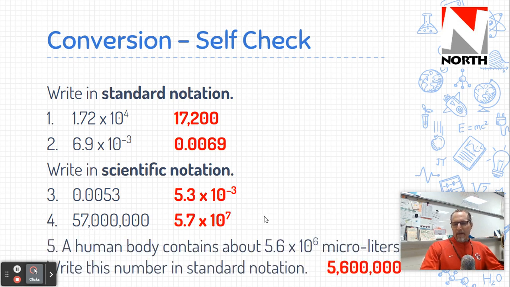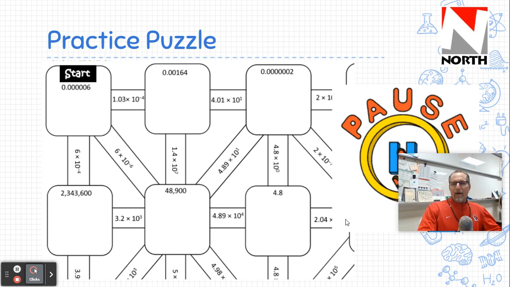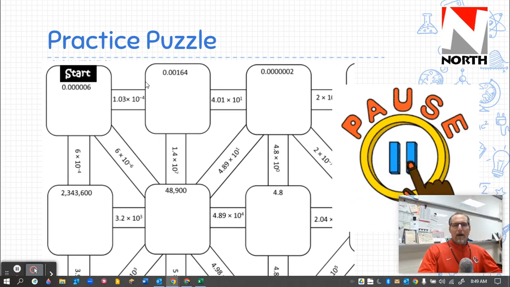Okay. And then as kind of a quick little check here, the human body has about 5.6 times 10 to the 6 microliters of blood. To write that in standard notation, that would be 5,600,000 microliters of blood. Okay, so now go ahead and pause the video.